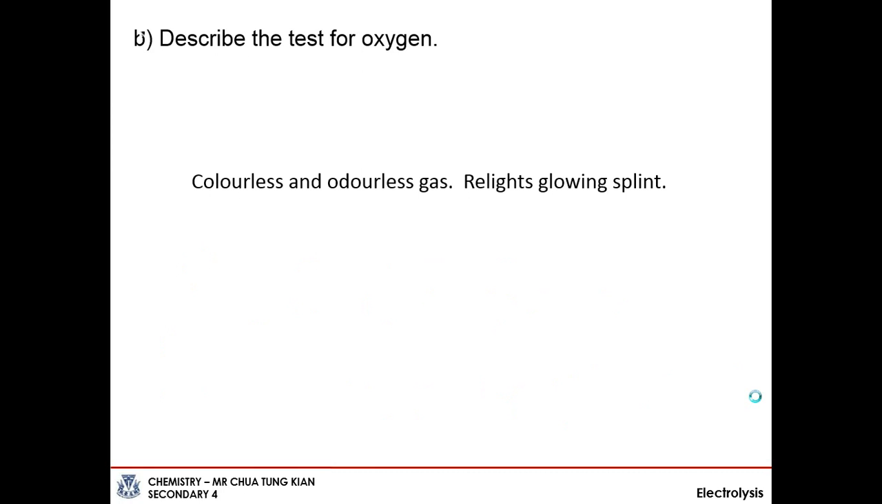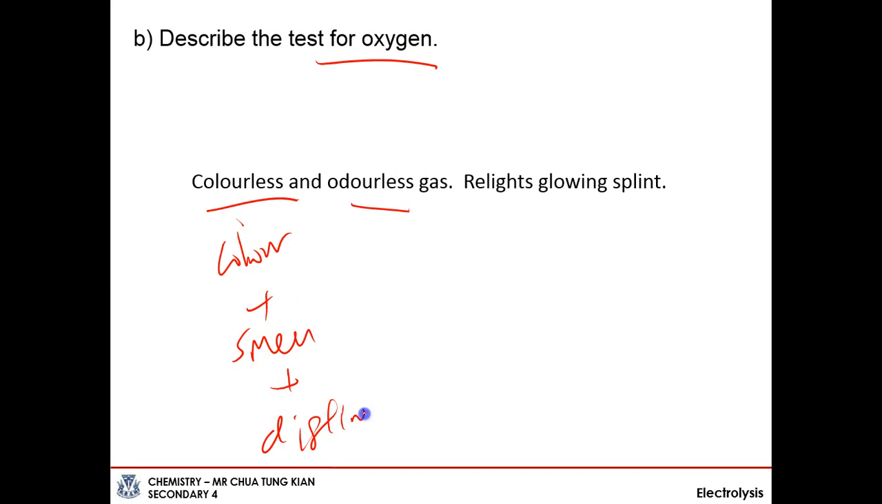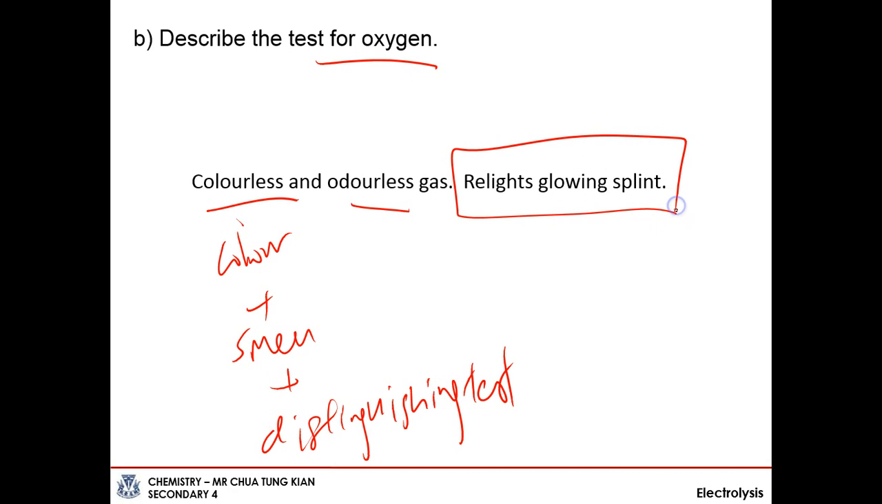So how do you test for oxygen gas? This is a very simple question. It is colorless, odorless. Take note, when you try to identify a gas, the color and smell must come out first. Color and smell, and then you have the distinguishing test. So in this case, for oxygen, it relights a glowing splint, or you can say it rekindles a glowing splint.